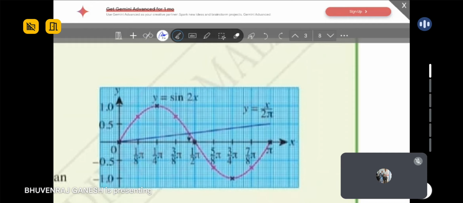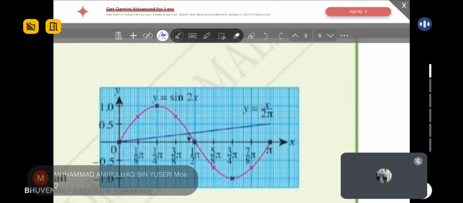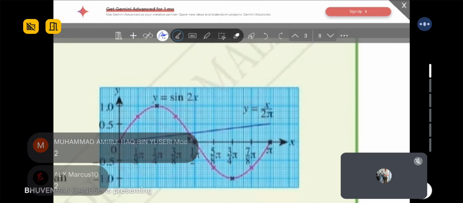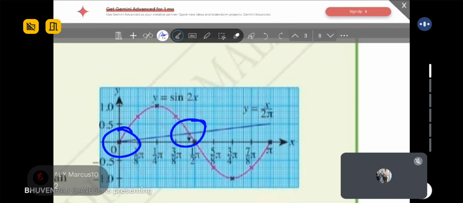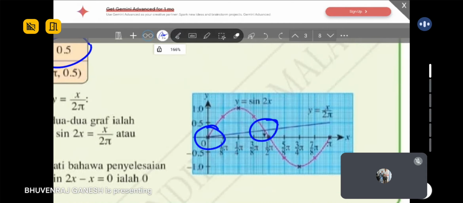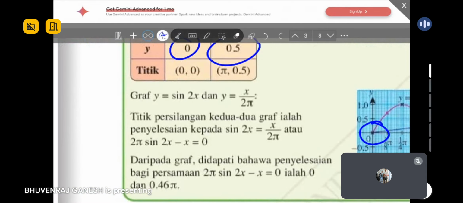So I think it's very basic, right? Sangat basic soalan ni. Can you all tell me how many solutions you have for this graph? Berapa penyelesaian kamu ada berdasarkan graf ni? How many solutions? Yes, 2 solutions. 2 points of intersection mean 2 solutions. 2 titik persilangan. So your answer will be 2.